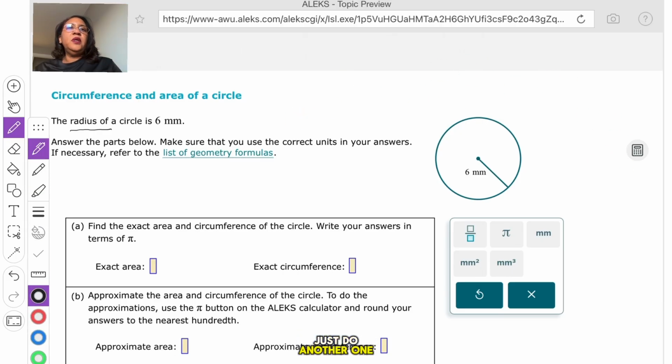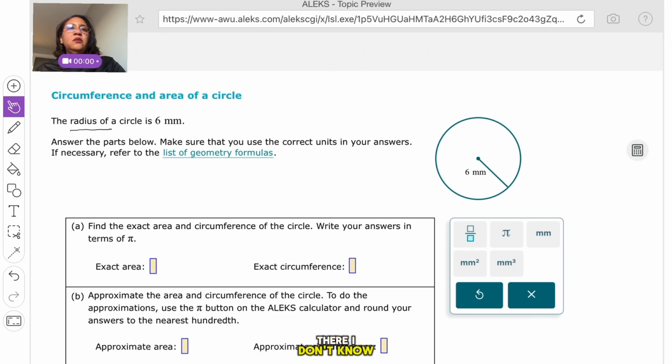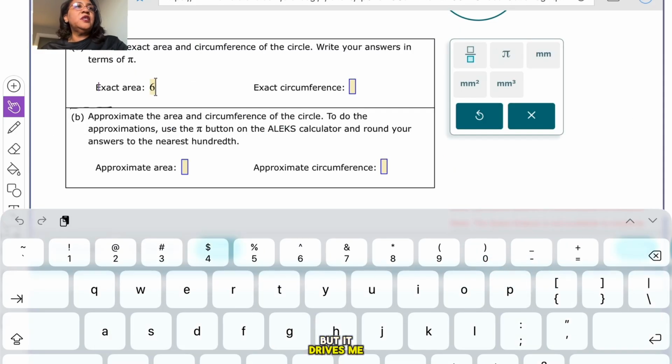Let's just do another one. We have the radius is 6 millimeters. I'm not going to write the formula down. So you know that the exact area is going to be, oh wait, pi r squared. What am I doing? 36 pi.